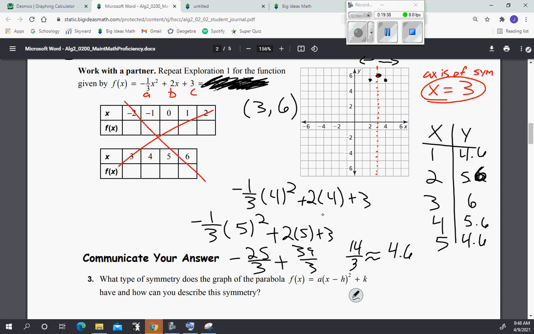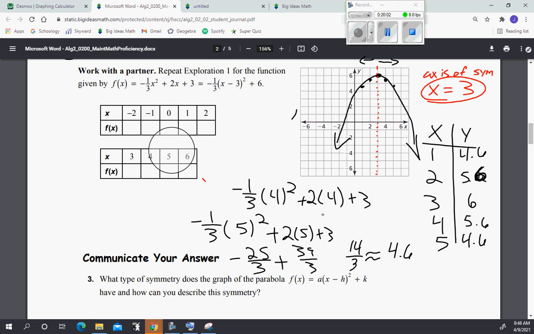Okay, now this is a tough example. 5, 4.6. 1, 4.6, sorry. Here we go. Done. Now, that was a tough example because we had 1/3, right? That's nothing fun.